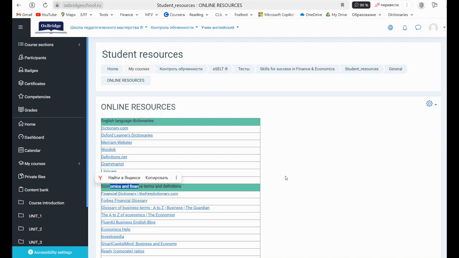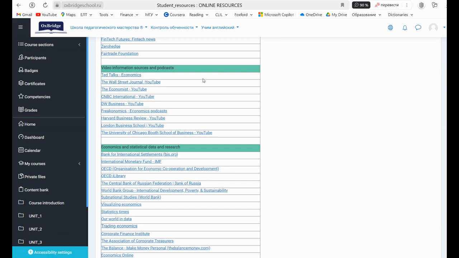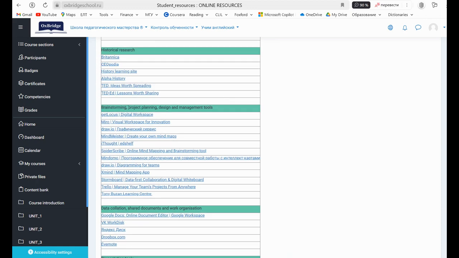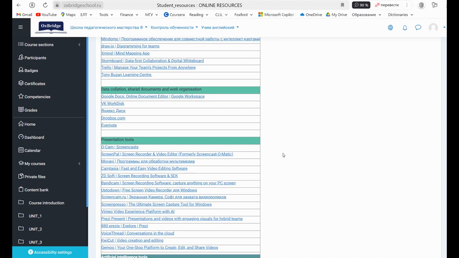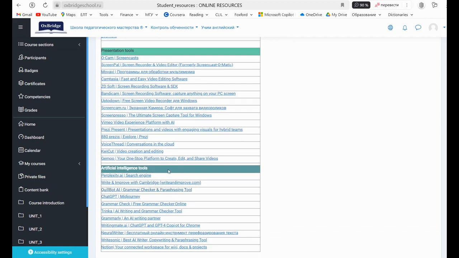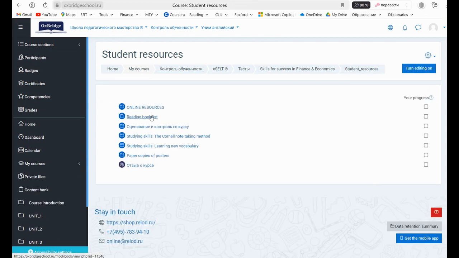So there are informational resources here, but also you will find that there are tools that students are taught how to use during the course so that they could utilize them to practice their communication skills mainly. And there's also tools related to group activities for project planning, brainstorming, for collaborative work on data collation and document sharing, presentation tools, even artificial intelligence tools, and that they're encouraged to use in their research and when they learn the language. So these are the online resources.